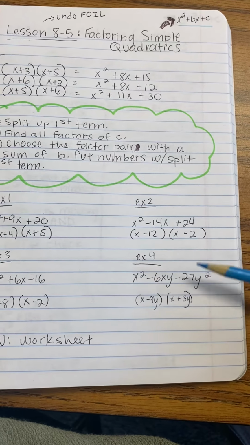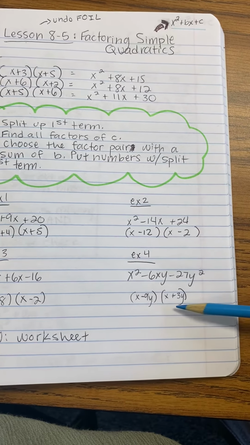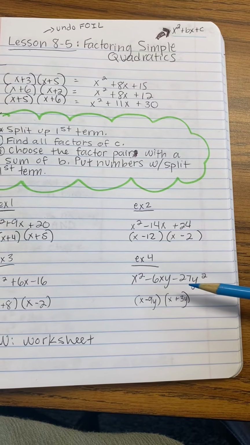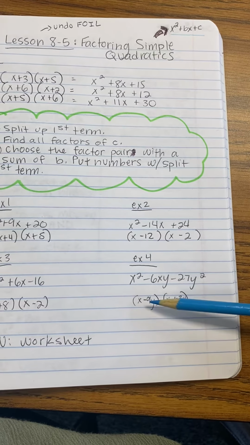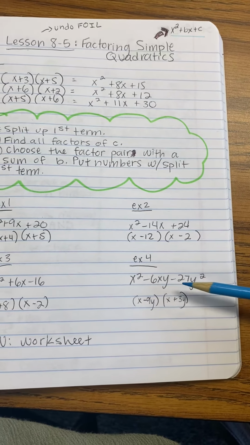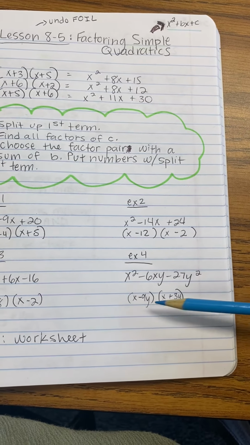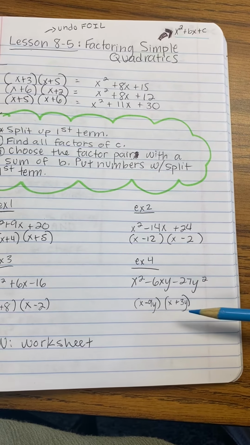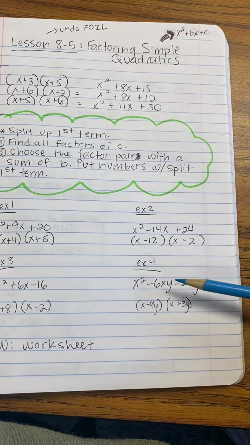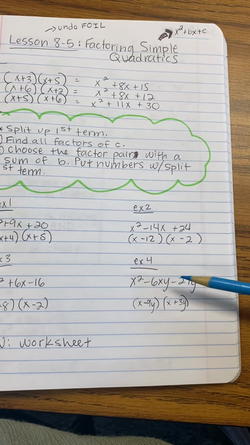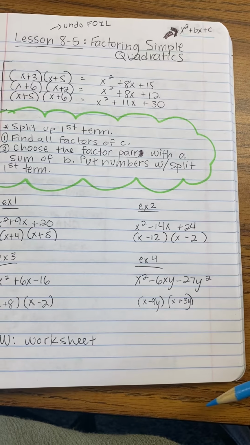We're going to break our first term apart, x and x. And then thinking about things that have different signs that would multiply to get 27. I don't really have to worry too much about this y squared. I'm just going to know that I need a y here and a y there so that I can get the y squared. And then just worry about what are factors of negative 27 that would add to negative 6.